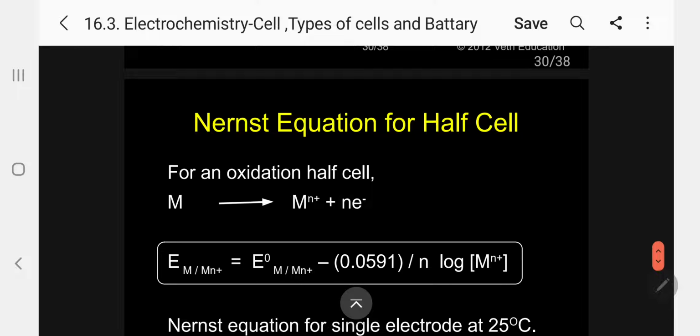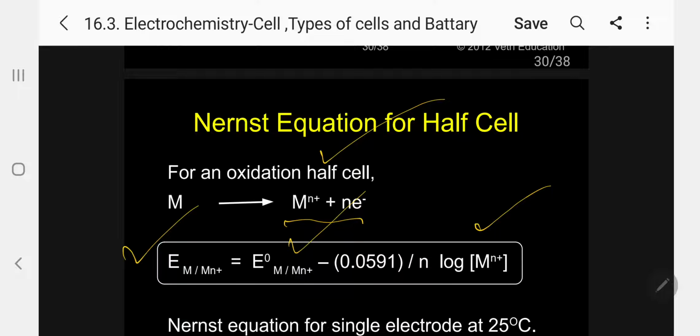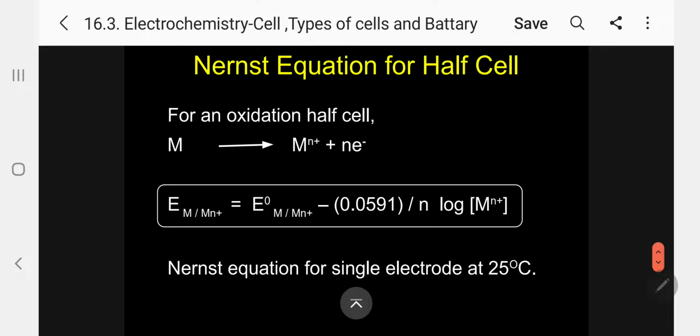So now the Nernst equation for a half cell or single electrode I can give. This is undergoing oxidation. So according to oxidation, what will I write? E of M bar Mn+ equals E0 of M bar Mn+ minus 0.0591 by n log [Mn+], plus, because this is on the right-hand side. So for oxidation, it is log [Mn+]. This is the Nernst equation for a single electrode, that is for oxidation, at 25 degrees centigrade.